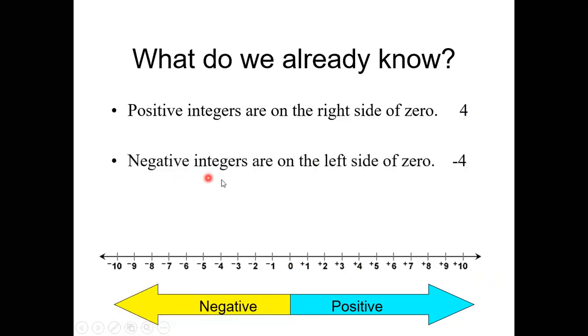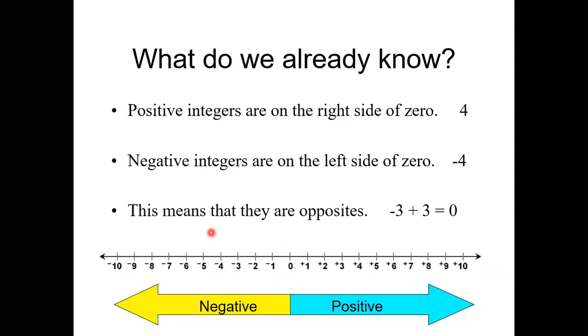Then, what are negative integers? Negative integers are on the left side of 0. This is 0 and negative integers are on the left side of 0. One example is minus 4. So, please keep this in your mind. Positive integers means the numbers on the right side of 0 and negative integers means the numbers on the left side of 0.